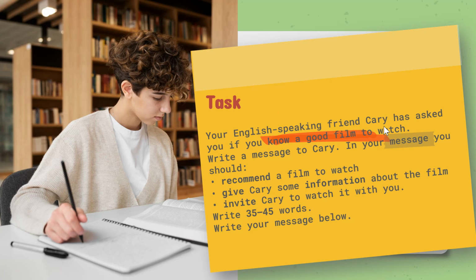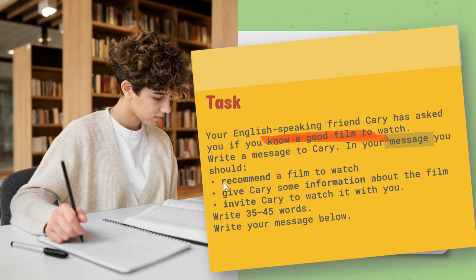Your English-speaking friend Carrie has asked you if you know a good film to watch. So here you are going to talk about a film that you are going to suggest to her. Write a message to Carrie. In your message, you should recommend a film to watch, give Carrie some information about the film, and invite Carrie to watch it with you.